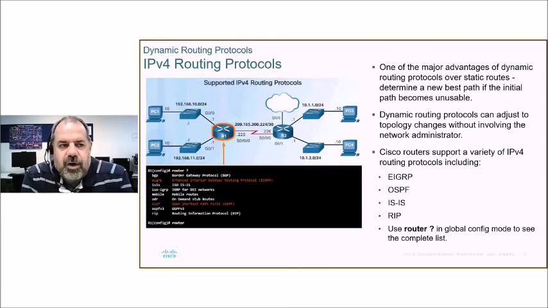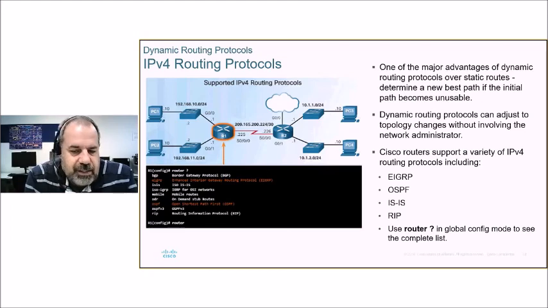So, IPv4 routing protocols. One of the major advantages of dynamic over static is they can determine a new best path if the primary one fails. Dynamic routing protocols can adjust to topology changes without involving a network administrator. The ones that are still in use these days are EIGRP, which is Cisco proprietary, OSPF, which is standards-based, IS-IS, which is also standards-based, and RIP, which is standards-based but a bit old. Now, if you do router question mark, it'll actually tell you which ones are supported.